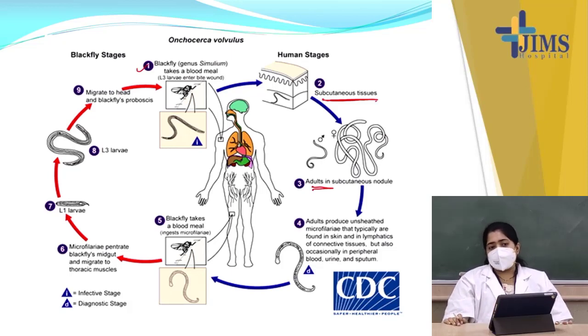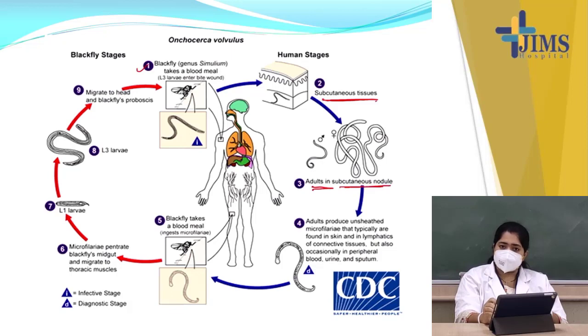Some nodules are formed, which are due to the reaction between the host and the larva. Some inflammatory reaction takes place and nodules are formed. These are subcutaneous nodules, so you can find the adults in the subcutaneous nodules. These adults will then fertilize and the females will lay the unsheathed microfilaria. These microfilaria are found in the skin and they migrate in the skin and they may go to the eye.